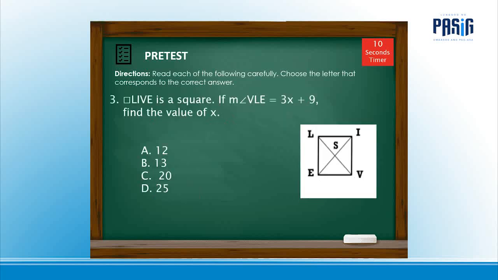Number 3. Quadrilateral LIVE is a square. If the measure of angle VLE is equal to 3x plus 9, find the value of x. A. 12, B. 13, C. 20, D. 25. Your timer starts now.